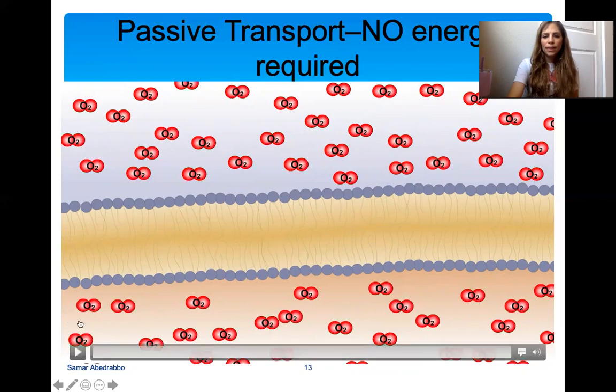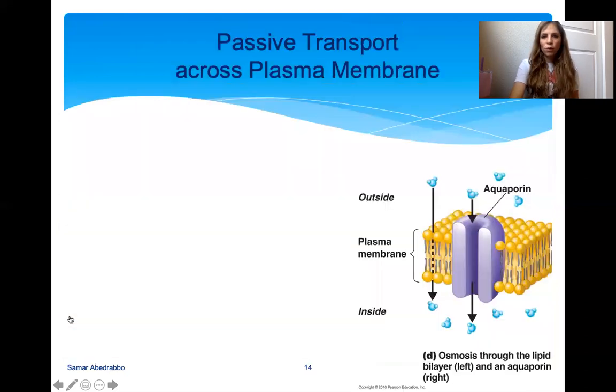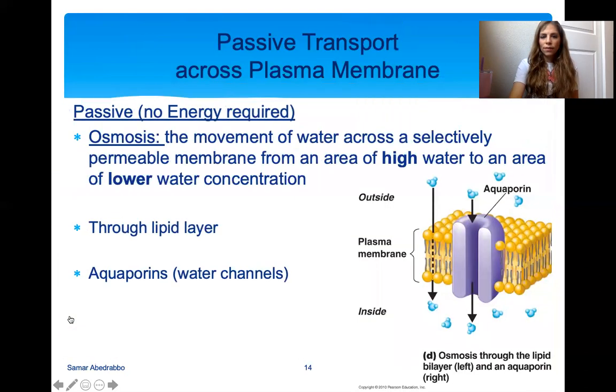Okay, so this was diffusion. The next thing we will talk about is facilitated diffusion. Facilitated diffusion is just when you have a protein that you're using in the cell membrane, and then osmosis is the movement of water. Okay, so we talked about diffusion and facilitated diffusion. Again, the difference is with regular diffusion, or simple diffusion, you don't need a membrane protein. With facilitated diffusion, you need a membrane protein.